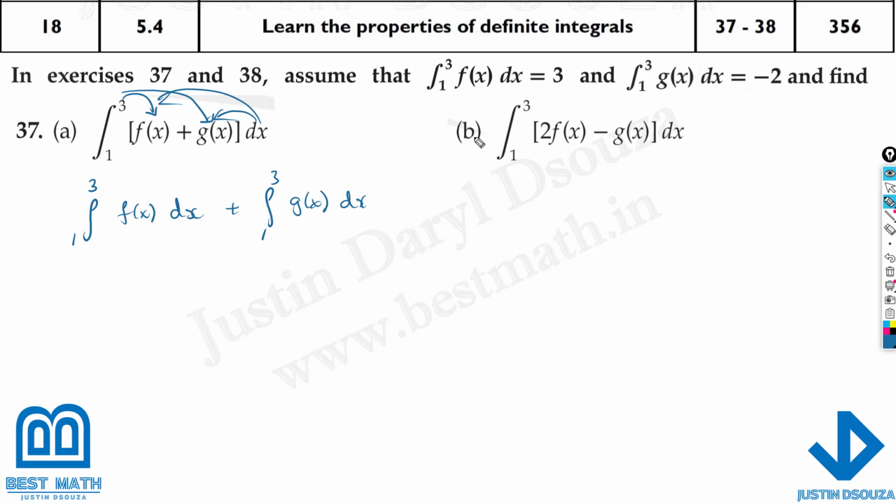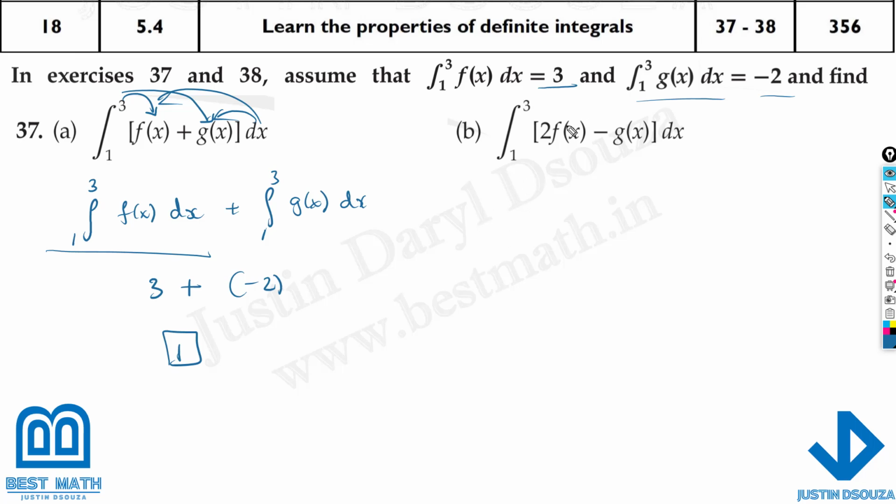Now we look into the question. They have told for exercises 37 and 38 to assume these values. Integral from 1 to 3 of f of x dx is 3, so this part becomes 3 here. Plus, what about the second part? It is negative 2, so minus 2 here. So 3 minus 2 is 1. That's the answer.